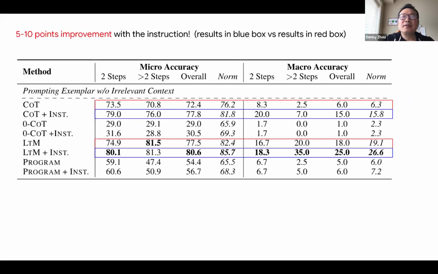We created a new data set with irrelevant context. On this benchmark, least-to-most prompting and chain of thought prompting dropped around 15 to 20 points. After using this instruction, we got 5 to 10 points back.